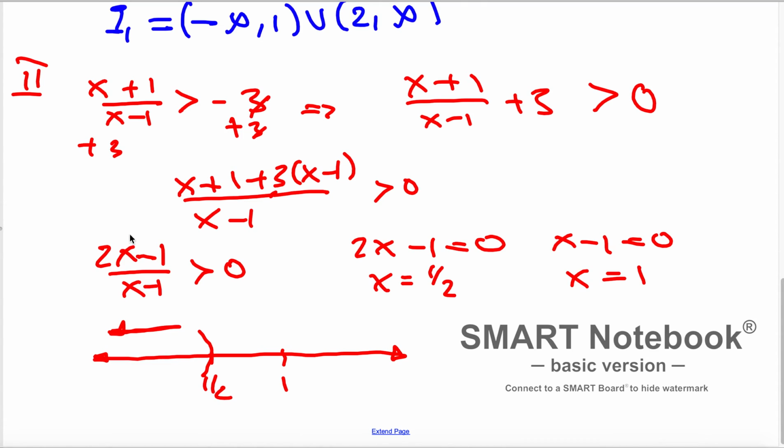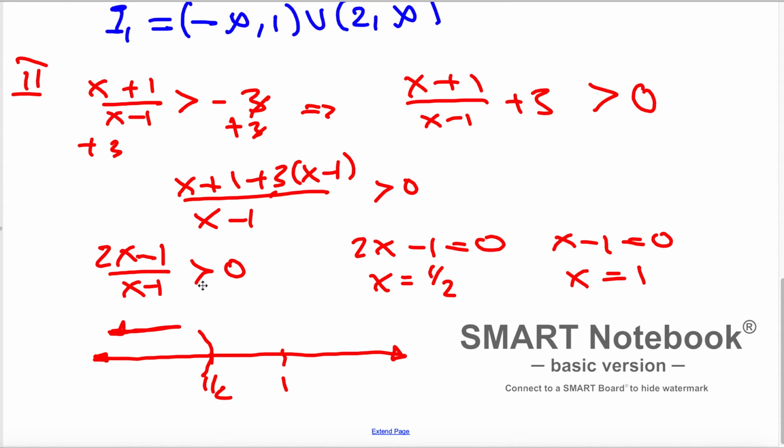Between 0.5 and 1 is not going to be in the solution. If I take 1.5, then 2x minus 1 is 3 minus 1, which is 2, a positive, and 1.5 minus 1 is 0.5, also positive. If I take 0.7 between 0.5 and 1, it is not going to hold, because 2x minus 1 is positive but x minus 1 is negative. Positive divided by negative is negative, so here it doesn't hold.